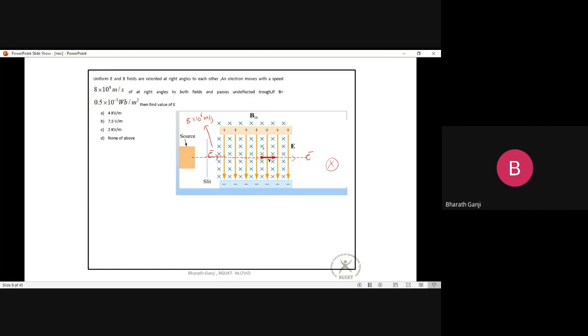What should be the electric, for it to come out like that, what should be the value of the electric field? Say if the magnitude of the magnetic field is given as 0.10 to the power of minus 3 times of Weber per meter square, right? The unit of magnetic field. Then what is, find the value of E. So what is the value of E?